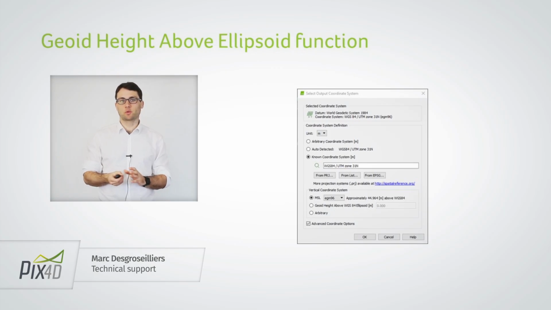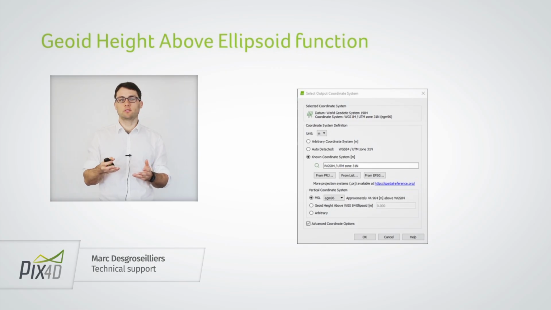In Pix4D software, it's possible to choose which vertical coordinate system you're going to use in your project. To do so, you go to the coordinate system window, and you need to make sure that the advanced checkbox is ticked, and then you can choose between several geoid models, or you can choose an automatically selected ellipsoid. If you have a different vertical coordinate system that you would like to use, this is also possible.